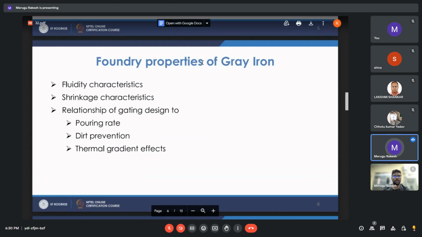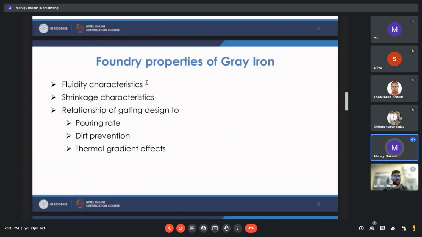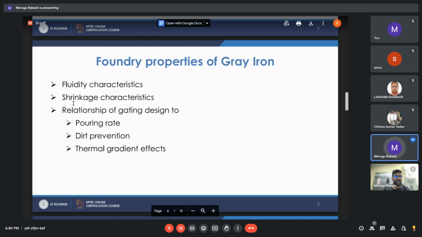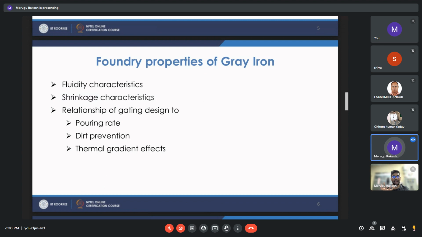So, foundry properties of gray cast iron. One is the fluidity characteristics. One more thing is that the addition of silicon also promotes fluidity in these gray cast irons. And we need to take care of shrinkage characteristics as well. So shrinkage characteristics, in the sense that if you have a very big casting, we need to provide the gate on the bigger casting rather than on the smaller castings.